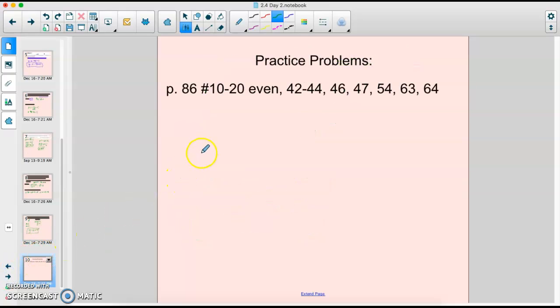All right, that's it for section 2.4, day 2. Here's your practice problems, and we'll be on to 2.5 tomorrow.